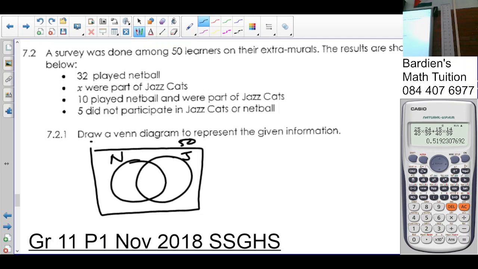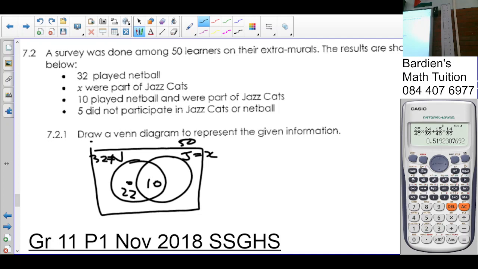Okay. So, people, 32 played netball. Did I say 32 played netball only? No. So, that and that adds up to 32. We all agree with that. X takes part in the Jazz Cats, so that is X. 10 played netball and were part of the Jazz Cats, so it's the overlap there. So, how many is here? 32 minus 10, which is 22.